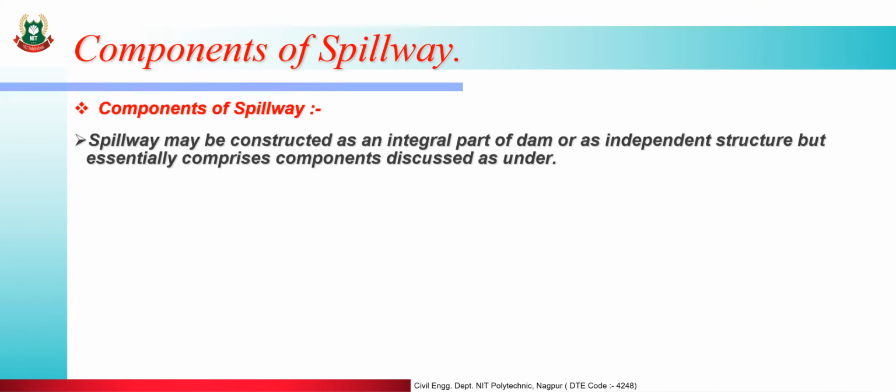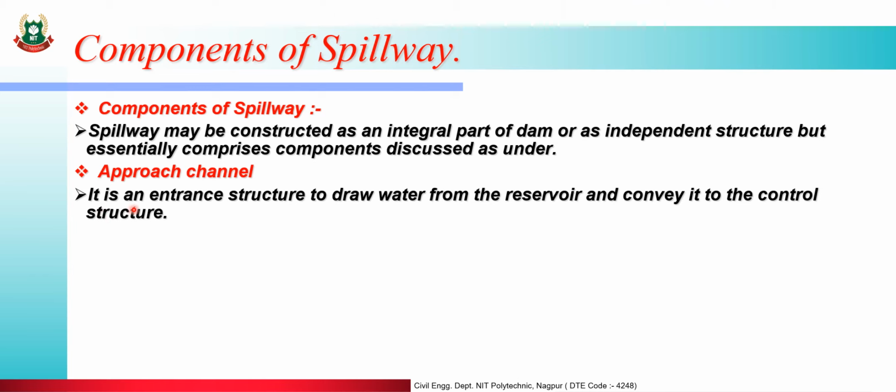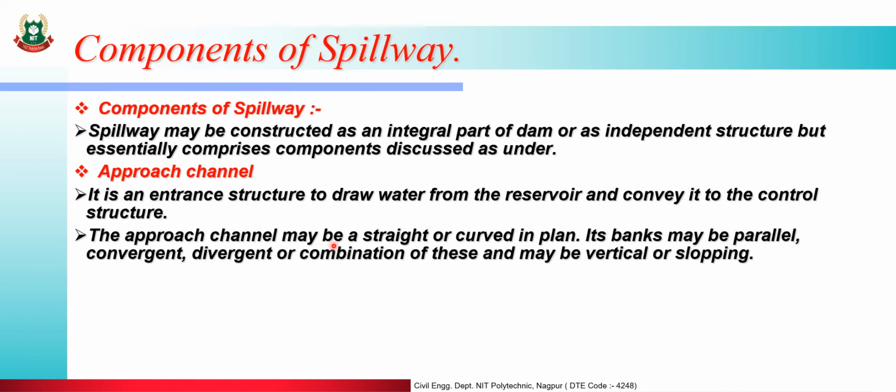Then components of spillway. A spillway may be constructed as an integral part of the dam or as an independent structure, but essentially comprises the components discussed as under. First is the approach channel. It is an entrance structure to draw water from the reservoir and convey it to the control structure. The approach channel may be straight or curved in plan.